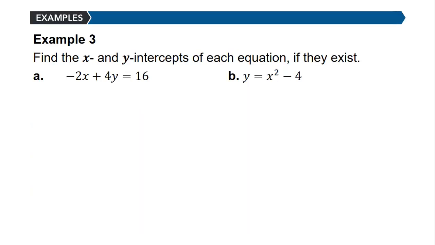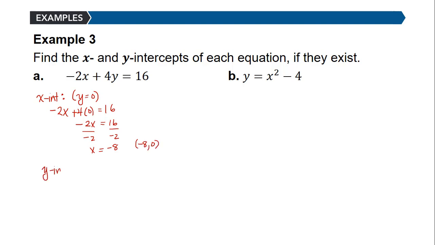So let's apply those skills to find the x and y intercepts of each equation, if they exist. We have the equation negative 2x plus 4y equals 16. So to find the x-intercept, we let y equal 0 and solve for x. We would get negative 2x plus 4 times 0 equals 16. So this is negative 2x equals 16, and dividing by negative 2, we would get x to be negative 8, or the x-intercept then is negative 8, 0.